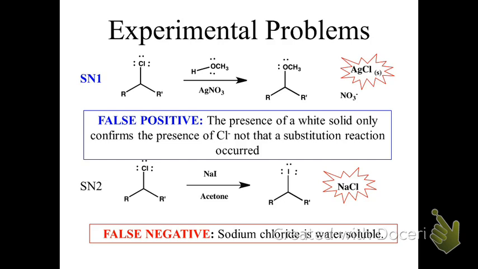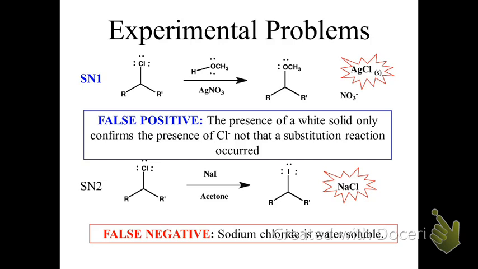It dissolves, and you don't see anything. So even though you produced the product, you think it's a negative result because you can't see that. Okay? So those are the things that make these two reactions, or this entire experiment, kind of tricky. You get the false positives from the SN1, and you get the false negatives from the SN2.